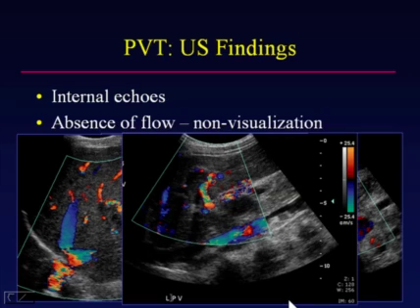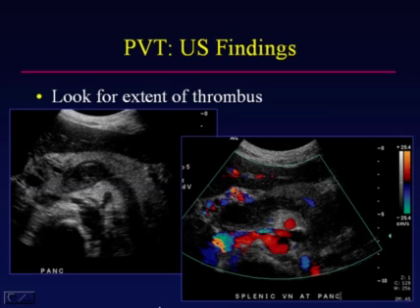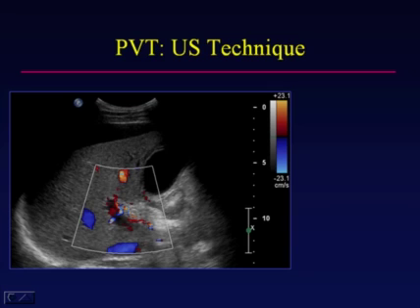And when you see this, you do want to confirm on other imaging planes, but you also want to look for the extent of the thrombus. So here you can see that this patient with thrombus in the main portal vein, it extends all the way down to the portal confluence, and in fact, the splenic vein underneath the pancreas is thrombosed as well. Again, a reminder that technique is important.